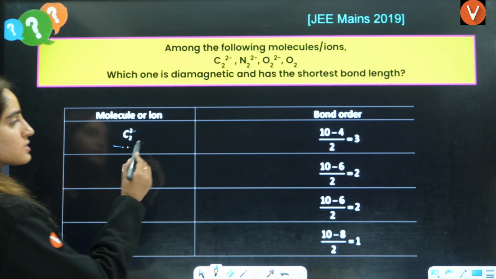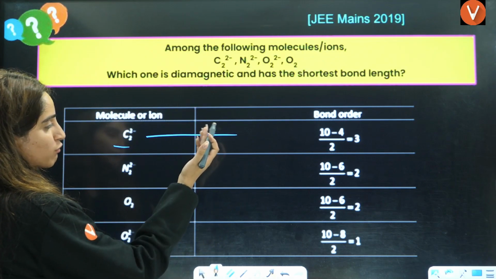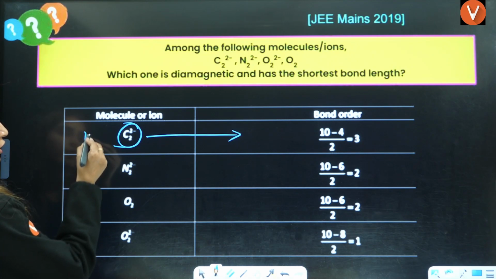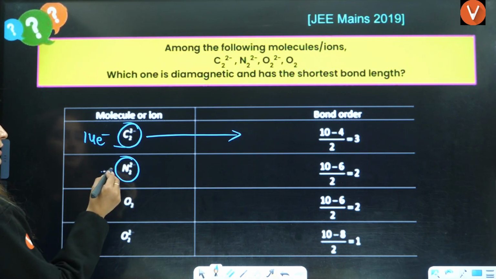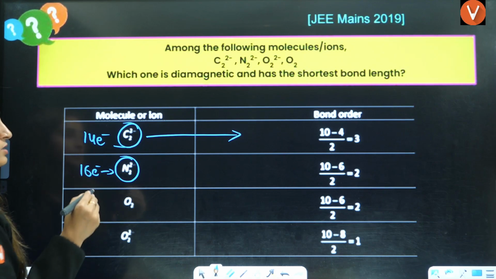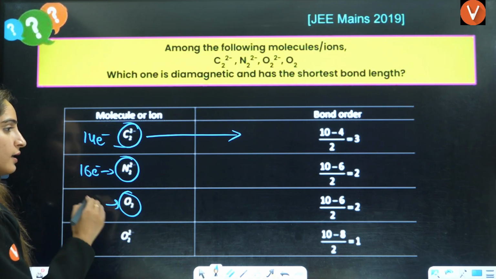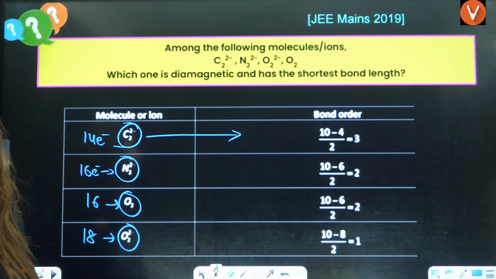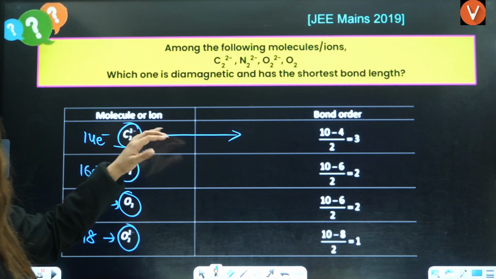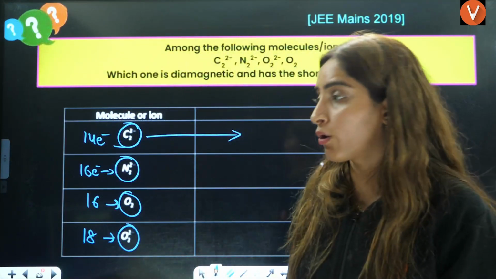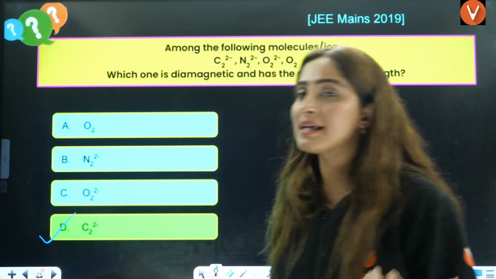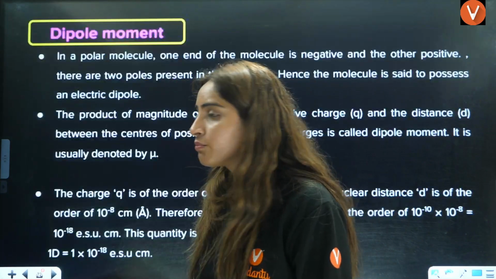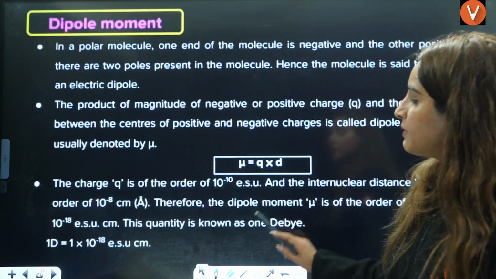If you talk about this, you have to calculate the bond order here, right? This is carbon 2, with 14 electrons, that is bond order 3. With 14 plus 2, 16 electrons, that is bond order 2, right? With 16 electrons, again bond order 2. This is 16 plus 2, 18 electrons, that is bond order 1. So this is going to have the shortest distance. It is going to have a triple bond, triple bond order, right? So D is the correct answer, which is diamagnetic also, and has maximum bond order also, right? Okay.